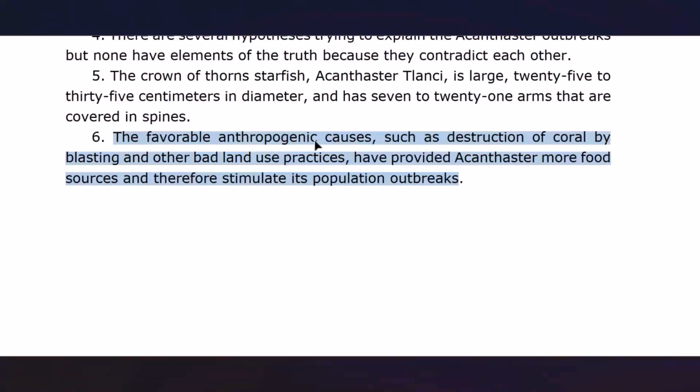Option 6, the favorable anthropogenic causes such as destruction of coral by blasting and other bad land use practices have provided Acanthaster more food sources and therefore stimulated its population outbreaks. This option is clearly wrong, and I will show you why. Because in the passage we read that coral destruction by blast and other bad land use practices have reduced predation on Acanthaster larvae, and thereby increased Acanthaster populations. Because coral polyps prey on Acanthaster larvae, and when corals are destroyed, Acanthaster larvae become less preyed on.